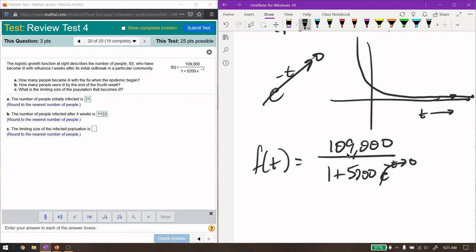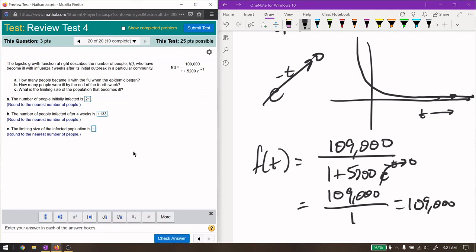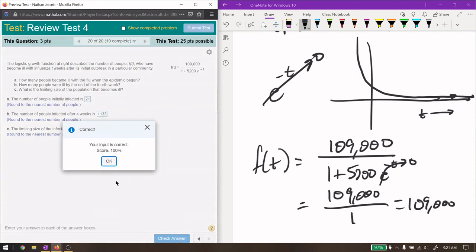And we have 5,200 times 0, which is 0, giving us 109,000 over 1, which is 109,000. Just the number on top. And I'm guessing that's the population number, right? You can't have more sick people than you have people. So that should be the limiting value, and it's correct.